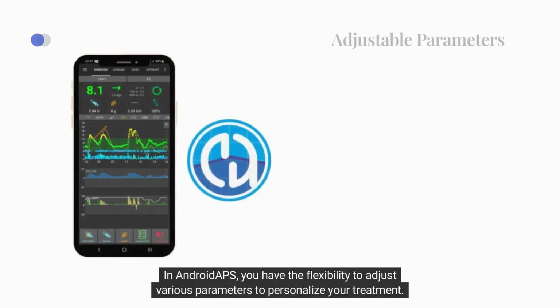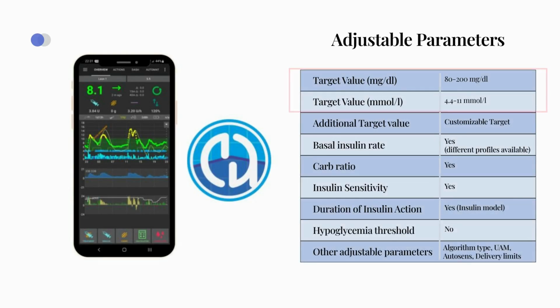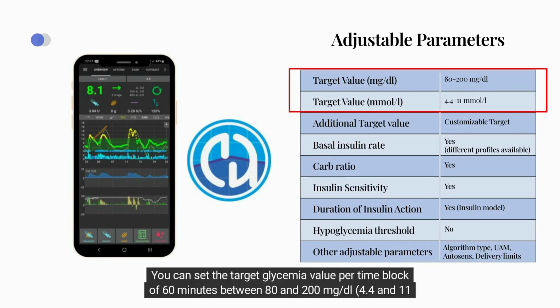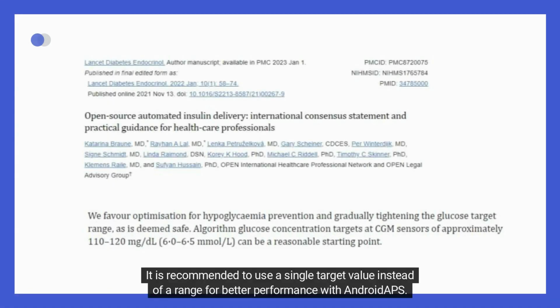In AndroidAPS, you have the flexibility to adjust various parameters to personalize your treatment. You can set the target glycemia value per time block of 60 minutes between 80 and 200 mg per deciliter, 4.4 and 11 millimol per liter. It is recommended to use a single target value instead of a range for better performance with AndroidAPS.